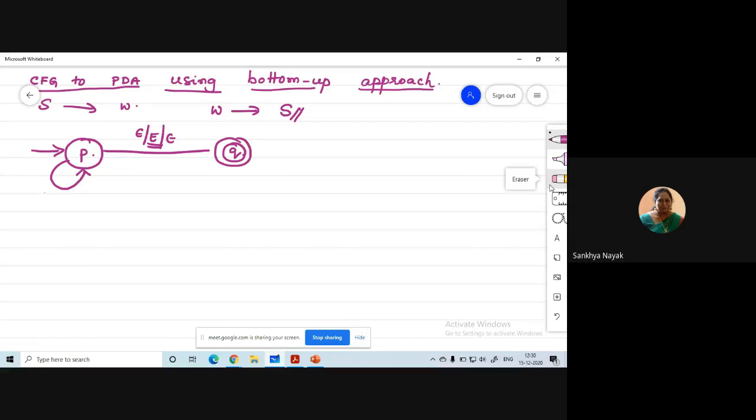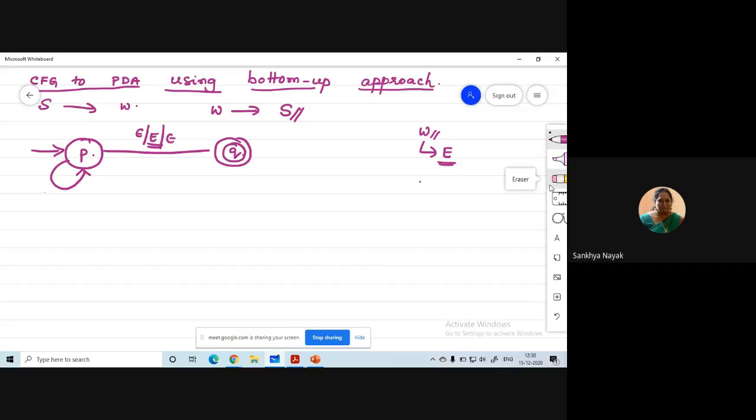That is, from W, you would have reached E. Okay, so you would have reached E. Only in that case will you make a transition to the final state. So what are the various transitions that we are going to do? I'll just rewrite the grammar. It will simplify the job for us.